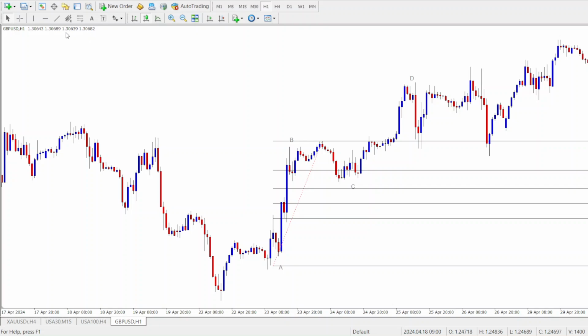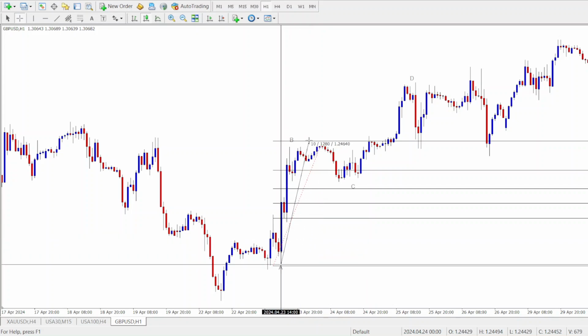Now that's where we get into point C to D. Now point C to D is the second impulse move. Remember that A to B was the first impulse move. Point C to D is the second impulse move, and this CD leg is a continuation in the direction of the AB move, right? Now, ideally, the CD leg should be equal in length. Now, it doesn't mean exactly equal, like if AB is 50 points, then CD should be 50 points. Not really. It's just that it should be close to equal.